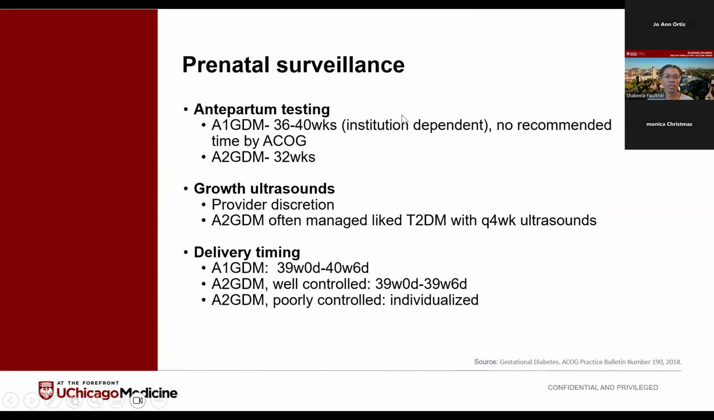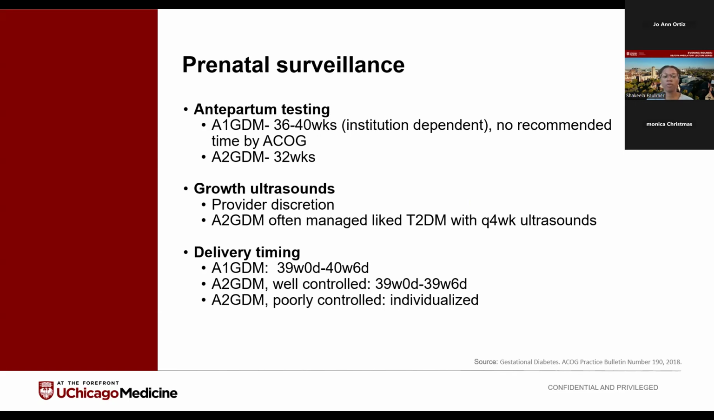Okay. And then just getting into prenatal surveillance and kind of what that looks like. For A1 GDMs, because everything is nutrition controlled, there's a little bit less clear recommendation, so it's more institution dependent, but you can start antepartum testing between 36 and 40 weeks. For A2 GDM, typically we are starting at 32 weeks, and that's with weekly testing. Here we use BPPs, other places will use NSTs.